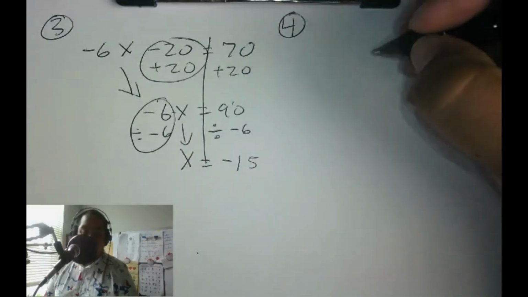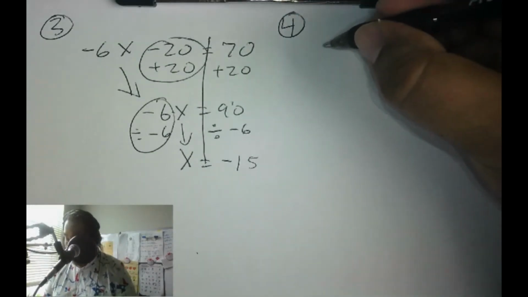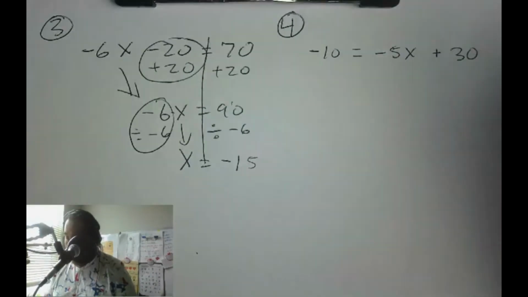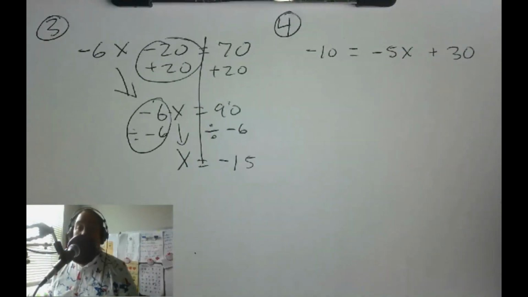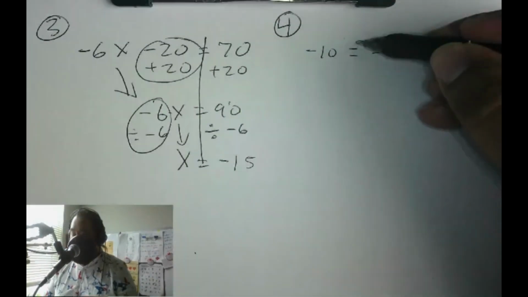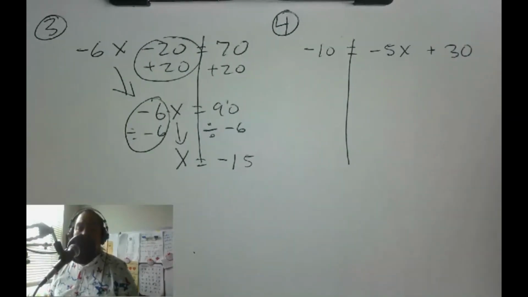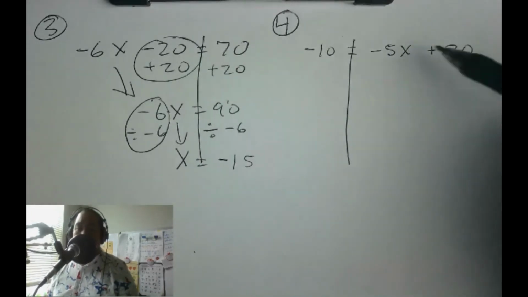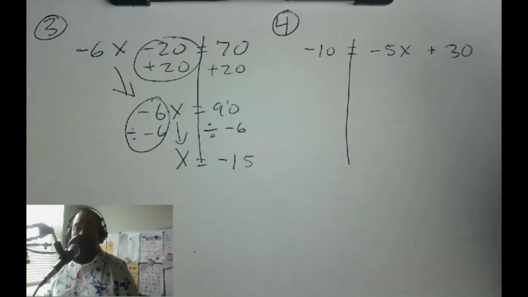So here's our last example, example number 4. Negative 10 equals negative 5x plus 30. First thing I want to do is draw that line going straight down that equal sign to make sure both sides are equal, because whatever I do to one side, I gotta do to the other. Now in this example, x is on the other side. It's on the right side of our equation. So that's not going to change anything I'm doing.